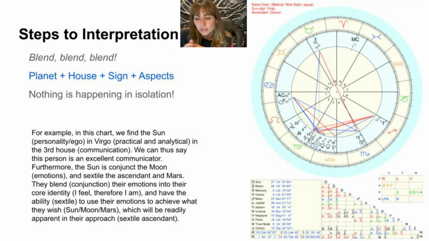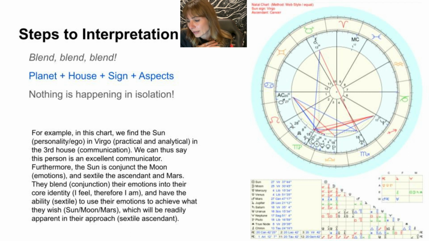And then we see also that it's sextile the ascendant and Mars, because the ascendant and Mars are sitting close to one another, and they blend. So their conjunctions are blending. They're blending their emotions to their core identity. And they have the ability, because sextiles are opportunities, positive abilities, to use their emotions to accomplish, to achieve what they wish. So the Mars is going after what you want. So that's going to be very apparent in their approach when you meet them, because it's sitting with the ascendant. So we'll look at another example here in this chart.